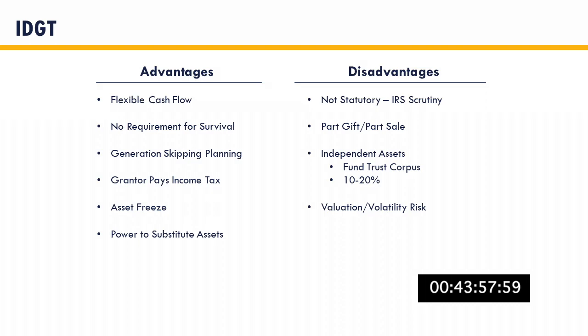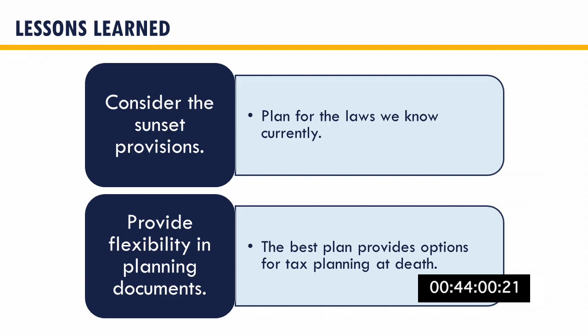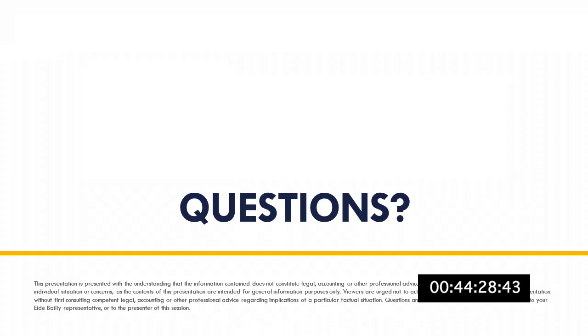With that, I went through that really quick. If you have questions, let me know. The lessons to keep in mind are, one, you have to consider the sunset provisions. We don't know what the law is going to be in the future. And because of that, build flexibility into your plan so that we can make decisions at the time of your death based on the laws and facts at that time. I'll be sticking around, so if anyone has any questions, feel free to ask.